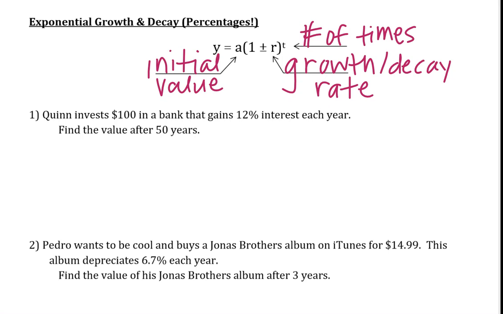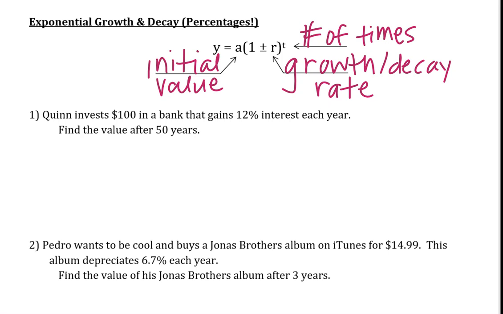Okay, so let's do this first problem. It says, Quinn invests $100 in a bank that gains 12% interest each year. Find the value after 5 years. So first I need to label all three of those. I need to know what my A value is, my R value, and my T value. So A is my initial value. How much money is Quinn starting with?